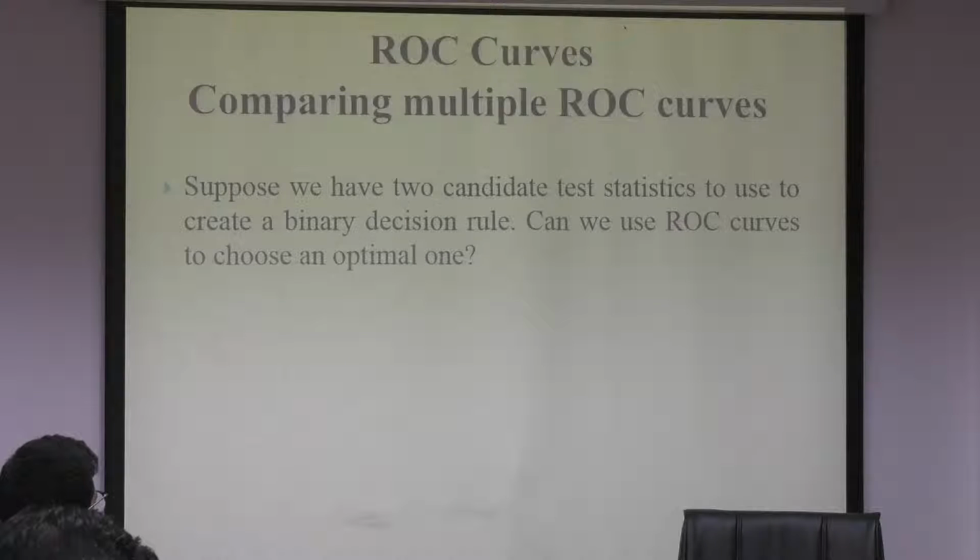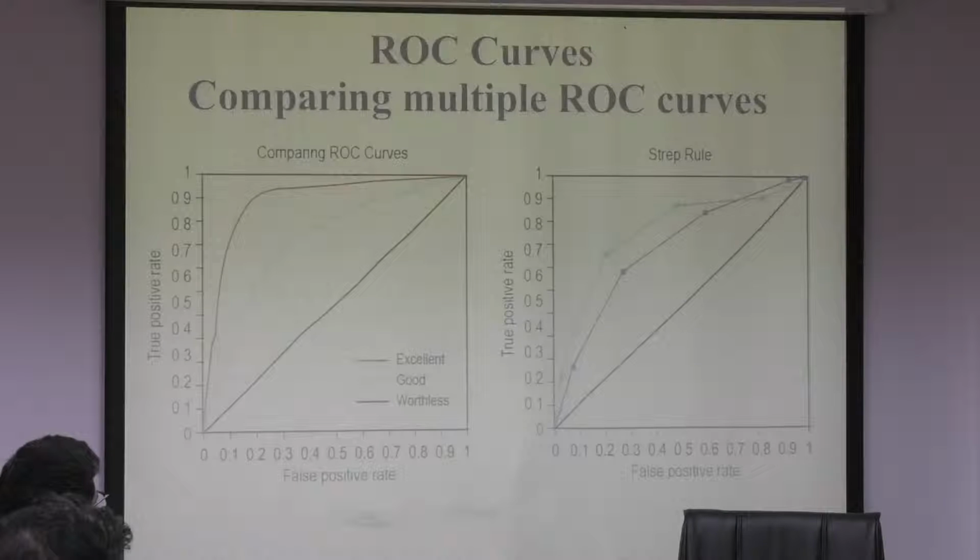Now, comparing multiple ROC curves: suppose we have two candidate test statistics to use to create a binary decision rule. Can we use ROC curves to choose an optimal one? So, you see these two? Do you think they are different? Yes. Do you think these are different? Not as different as those, right? What about those?